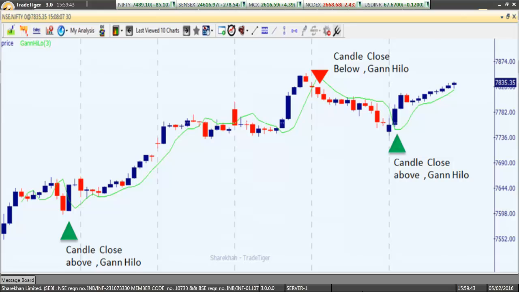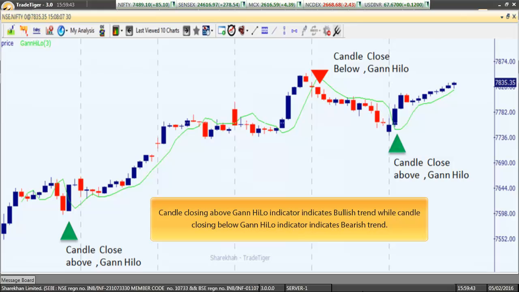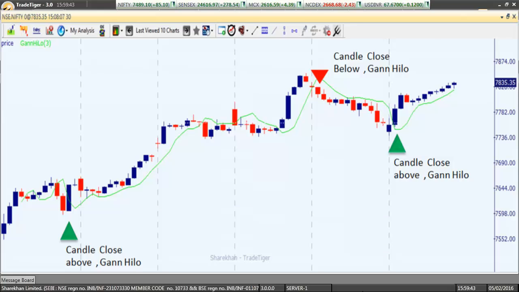Now in this particular area where our green signal is indicated, we can easily see that a candle has closed above Gann HiLo, and since it closed above Gann HiLo indicator, it recommends that the trend is predicted to be on the bullish side, and as we can see, going ahead till the point up to this red mark, which is where the candle has closed below Gann HiLo indicator. So basically this is how we can use this indicator in real time as well.